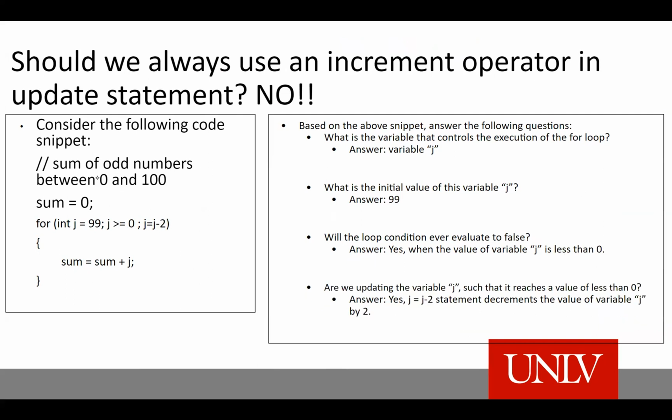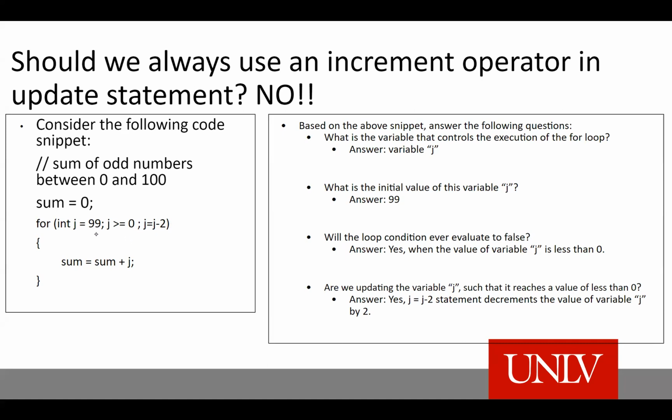And lastly, is it always that I have to use an increment operator? It's not necessary. In this case, I'm starting at 99 and going all the way till 0. If the j value is negative, like -1, -2, then the stopping condition will be met. And in order to ensure that I go from a positive value to a negative value, I'm decrementing the value of j by 2.